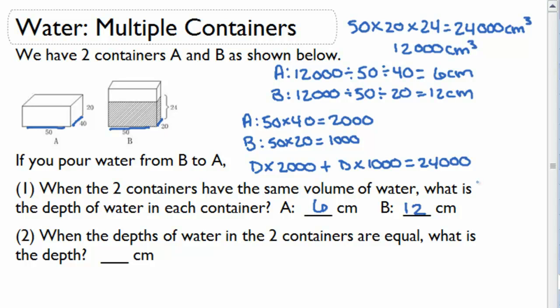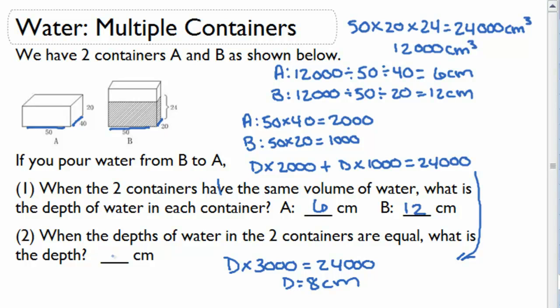24,000 cubic centimeters. Now, if we simplify this, we would know that this would be the same thing as the depth times 3,000 would equal 24,000. If we do our division, 24,000 divided by 3,000 means that the depth is going to be equal to 8 centimeters. So if we have the depths of water in the two containers equal, it would be at 8 centimeters.